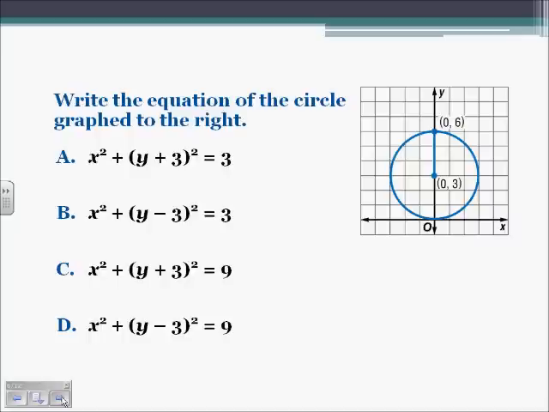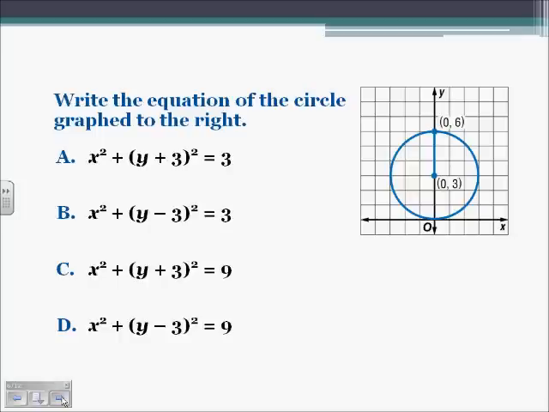Alright, given a graph, write the equation of the circle graphed at the right. First, we need to know where our center is. Our center for x is at 0. They tell us y is 3. They tell us another point on the circle is (0, 6). So to find the radius, we go from the center. We need to find the distance to that other point. Luckily, it's right in a line, so we can just count. It's up 1, 2, 3 units. So our distance from (0, 3) to (0, 6) is going to be 3. So our radius is 3, which means the radius squared is going to be 9.